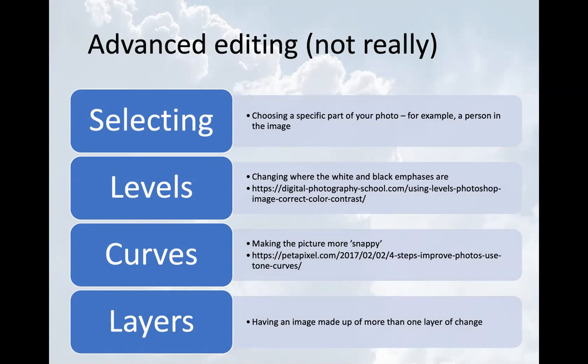And layers. With layers, you can have an image made up of more than one layer of change. Quite a complex thing to think about. I try not to, but I do use it a lot, where I can put a layer over something else. It's a layer that takes colour or adds colour, makes it brighter, whatever, on top of the original photograph.